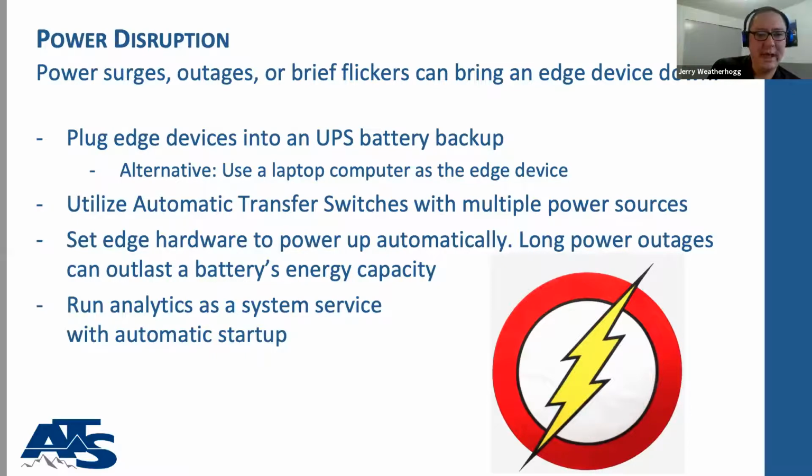If you have a 5 nines reliability requirement, you could utilize automatic transfer switches to provide power from multiple power sources. So if one power source goes down, the ATS switches over to the backup power source.